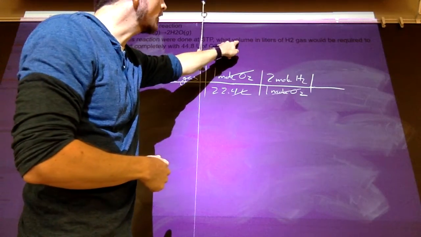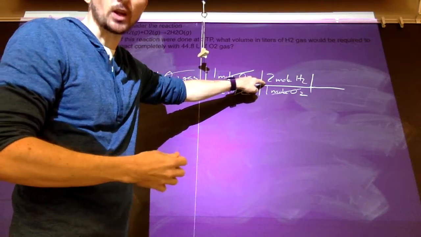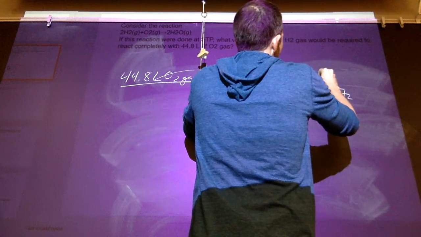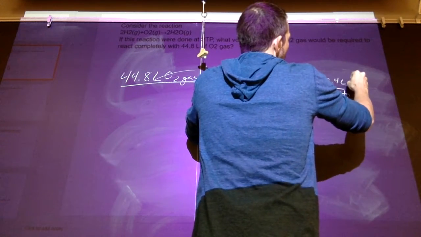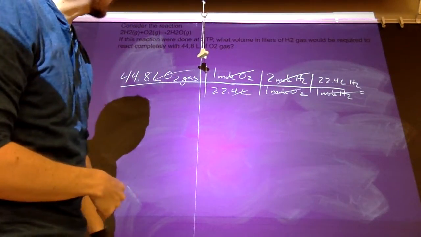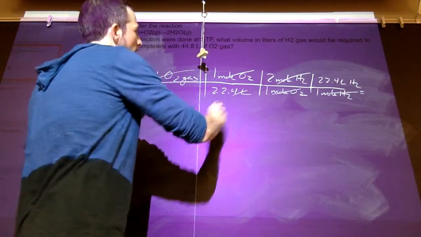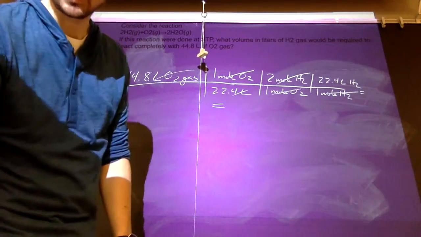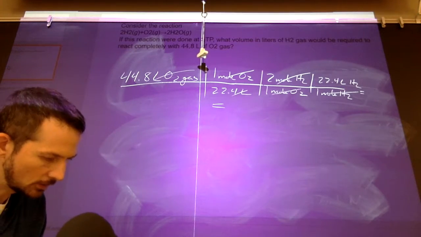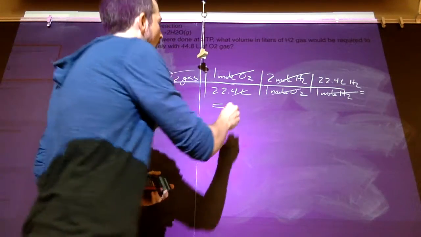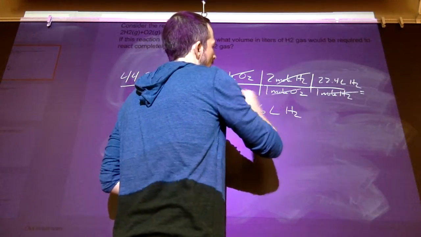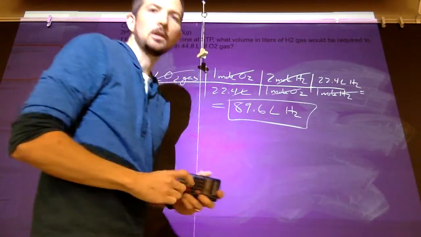That says what volume of it. So again, I can use that same relationship. 1 mole of H2 is 22.4 liters of H2. So your 22.4's about to cancel out, so you'll just take 2 times 44.8. So you get 89.6 liters of H2.